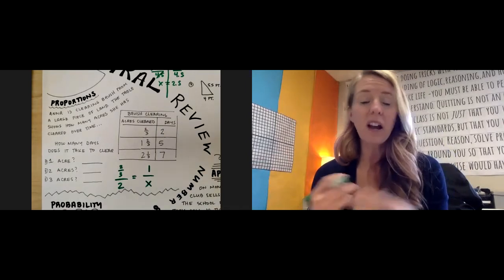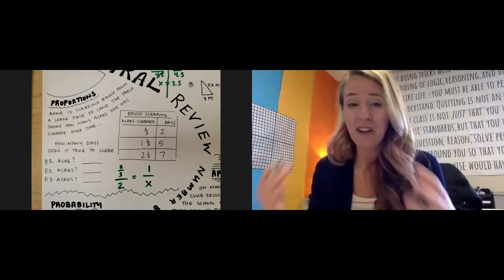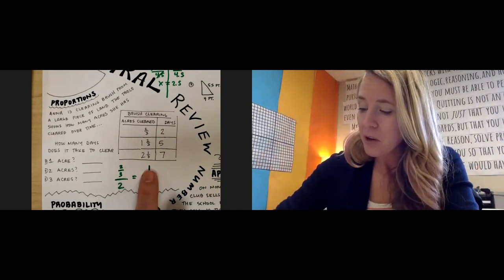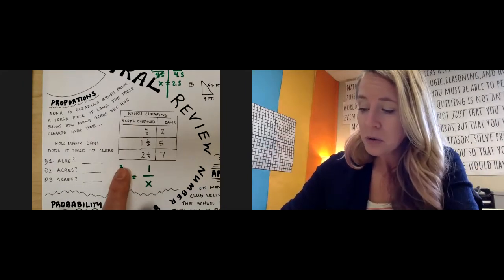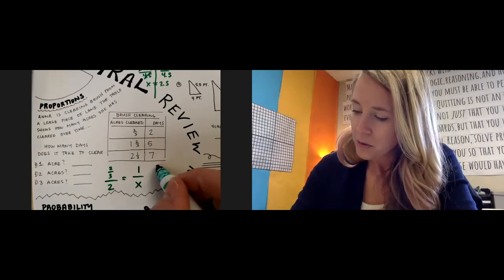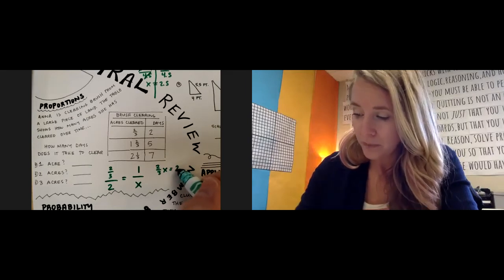We do a lot of the same things in 7th grade over and over. We use a lot of different proportions for different kinds of problems. So this is the same thing. I'm going to go ahead and do cross products. I'm going to cross multiply. 2/3 times X is going to equal 1 times 2.